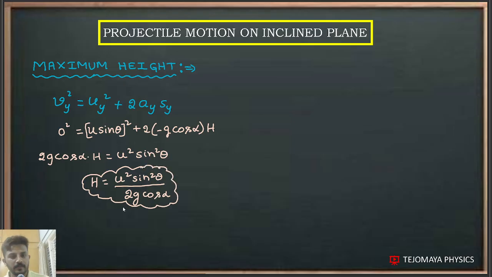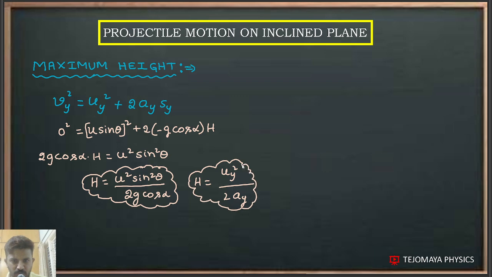Okay, that is this. Next, this can also be written like this. H is equal to initial velocity along y-axis square divided by just 2 times acceleration along y-axis. We have minus a here, we can take the magnitude.